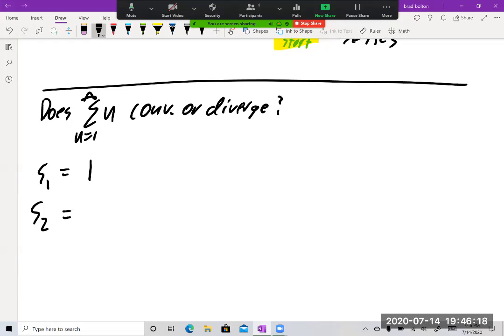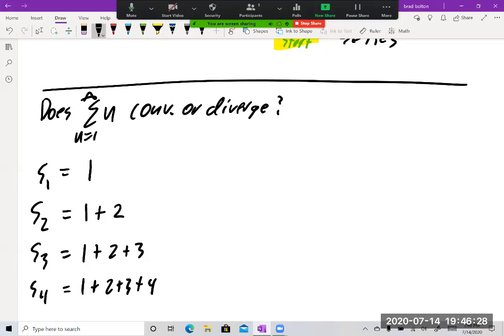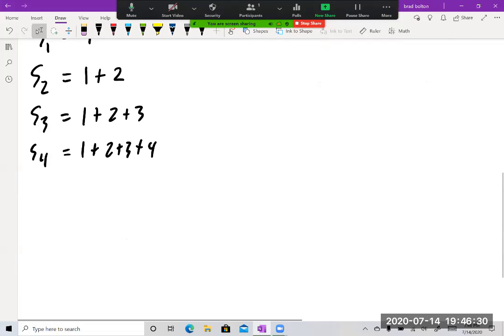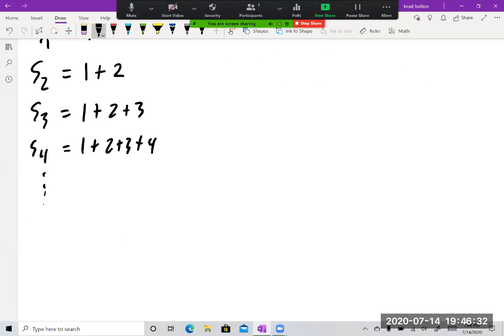Well, that means I plug in 1, and then I also plug in 2, right? S sub 3 would be 1 plus 2 plus 3. S sub 4 would be 1 plus 2 plus 3 plus 4. You know, we could do this all day, right? We could go to S sub 10, and I'll just tell you now, that'll be 55. And if we wanted, we could go to S100, and that would be 5,050, okay?